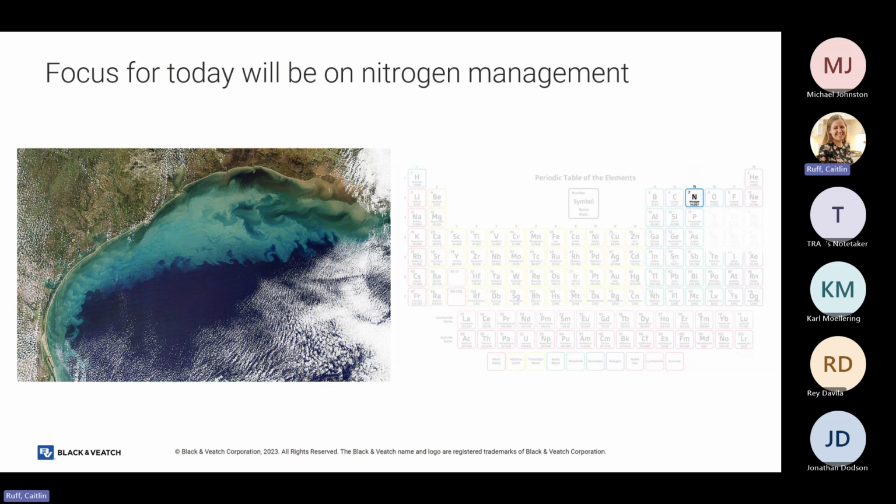When you're looking at the picture on the screen here, what you're seeing is the cause of nutrient pollution into the Gulf of Mexico.